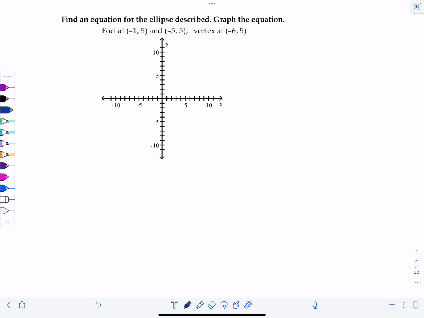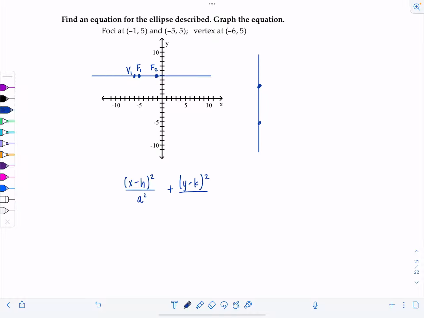So foci are at -1, 5 and -5, 5. These are the foci. And then one of the vertices, that's why they say vertex, is at -6, 5. Okay. I can see the foci are moving in the x direction, right? So that means a is under x. If the foci were like this, then a would be underneath y. So I'm already going to write out x minus h squared over a squared plus y minus k squared over b squared is 1. I need to know where the center is to figure out a, b, and c.